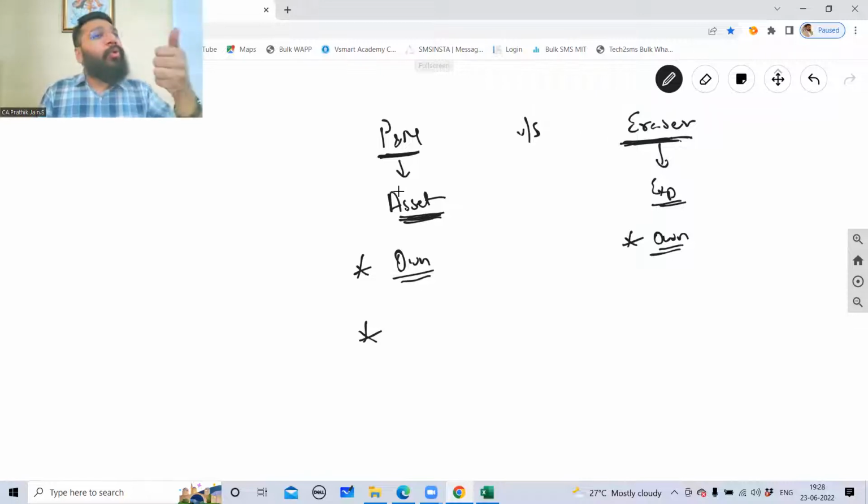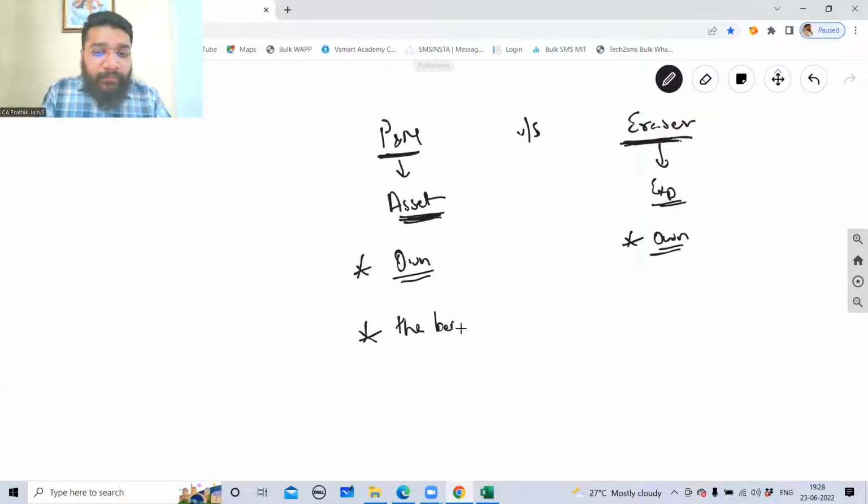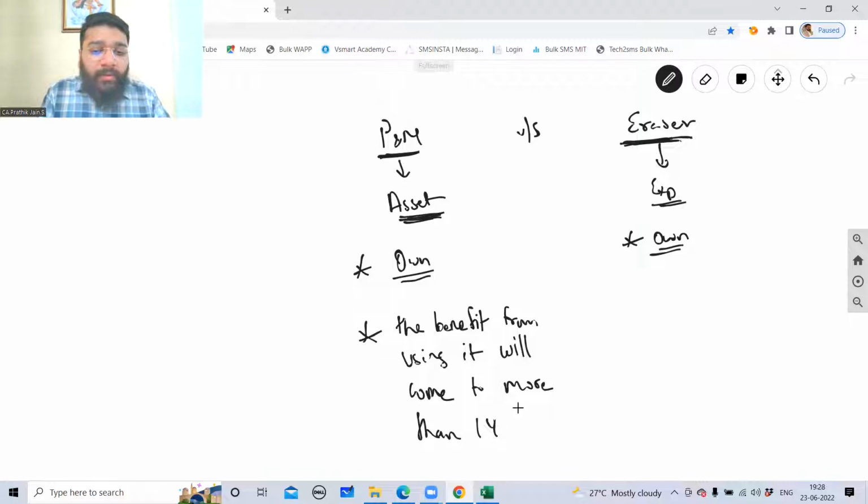So an asset is something you own. And from an asset, you're expecting the benefit to come to you for more than one financial year. The benefit from using it will come for more than one financial year.